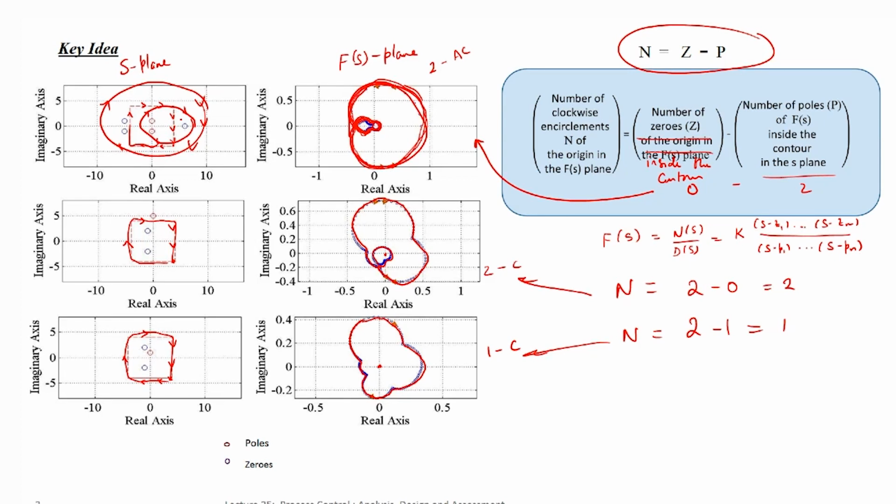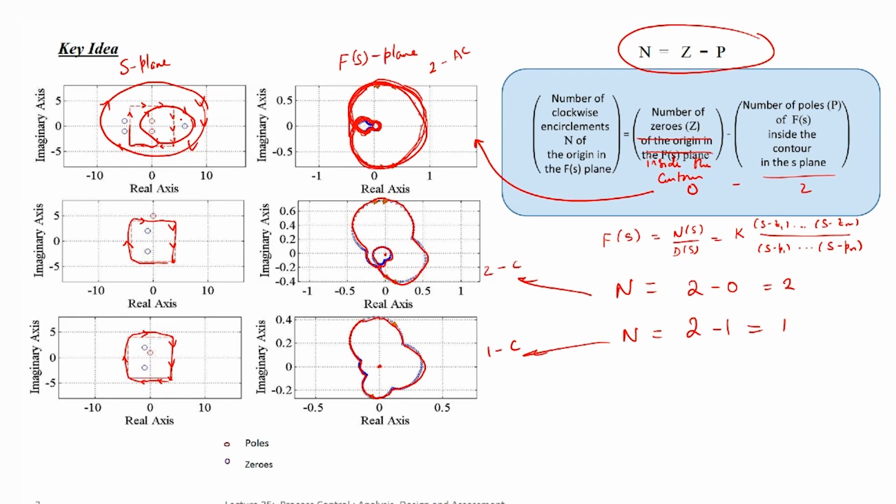So even for the same f of s, the contour in the f of s plane depends on what the contour is in the s plane. All you need to do is look inside this contour and see how many zeros and poles of f of s are inside it. When you plot this closed contour in the f of s plane, the number of clockwise encirclements is simply going to be z minus p. So this is the key result that we have.